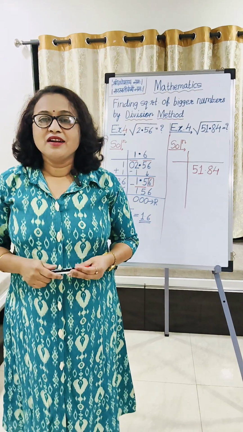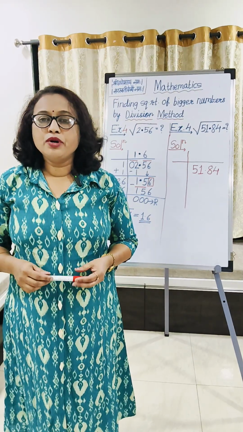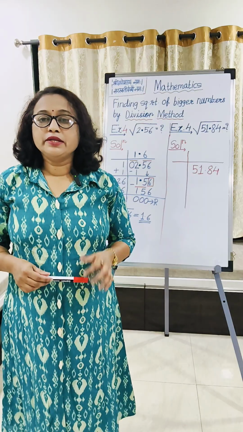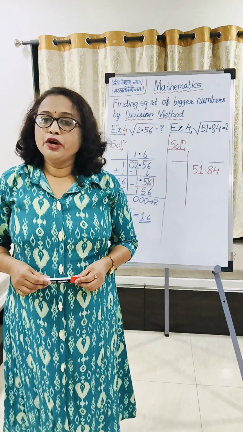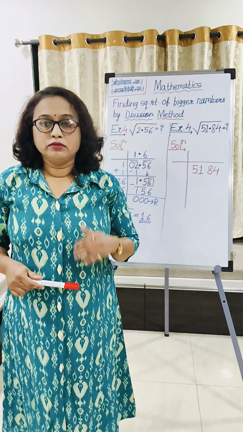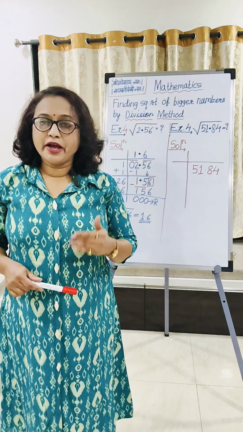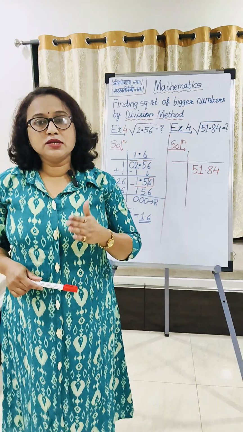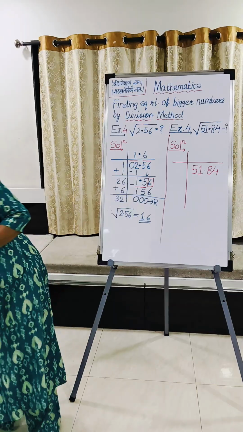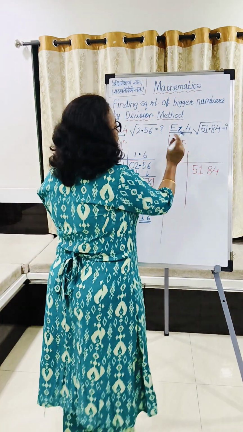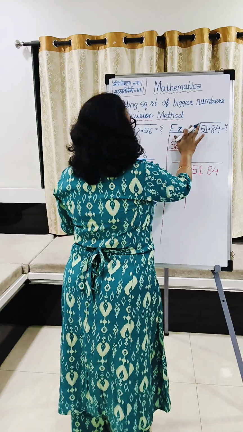Hello friends, in our previous video we found out the square root of one decimal fractional number by using the division method. Today also we are going to find out the square root of a decimal fractional number only by using the same division method. Okay, so now let's consider the example. Example 5.